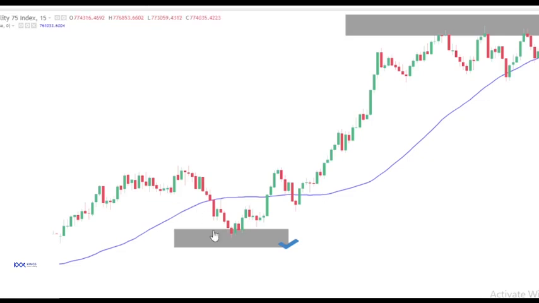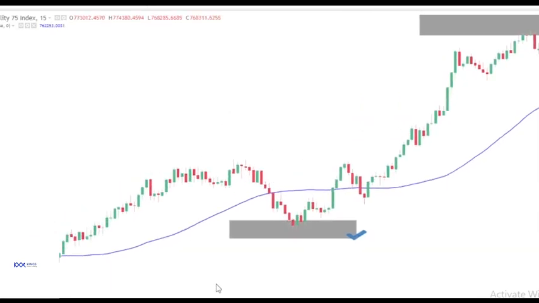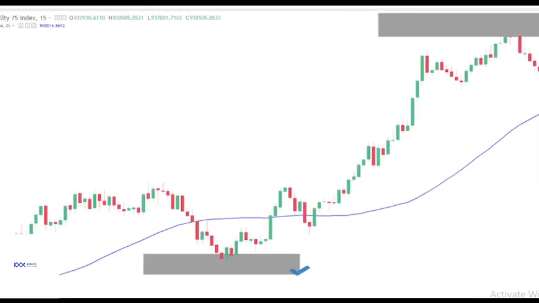Now here, if you look closely, we have a W pattern inside that zone. Inside this zone we still have a pattern, which is the W pattern right there. So we could have entered our trade using that formation at that zone. So that's number one.